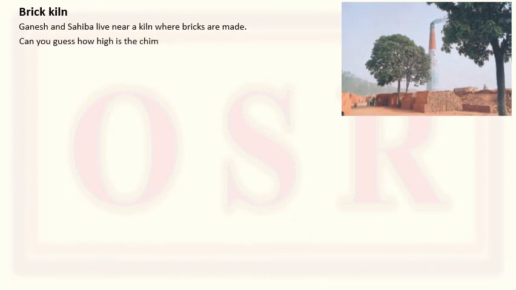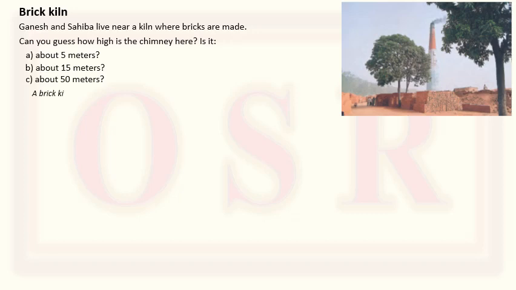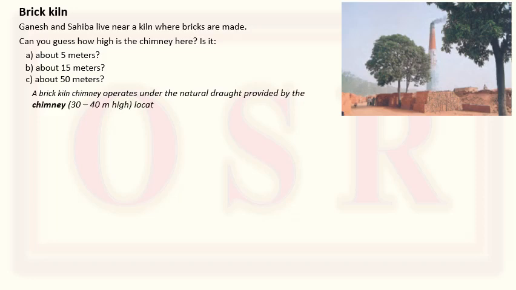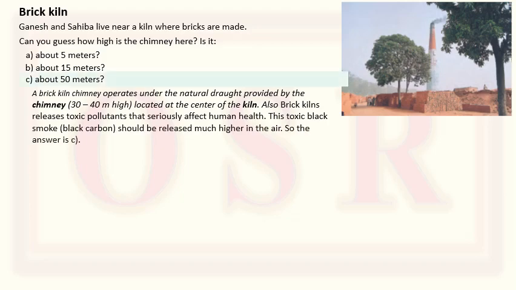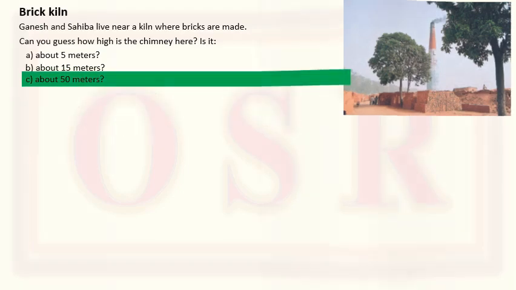Brick kiln. Ganesh and Sahiba live near a kiln where bricks are made. Can you guess how high is the chimney here? Is it about 5 meters, 15 or 50? A brick kiln chimney operates under the natural draft provided by the chimney, 30 to 40 meters high, located at the center of the kiln. Also, brick kilns release toxic pollutants that seriously affect human health. This toxic black smoke, black carbon, should be released much higher in the air. So the answer is C, that is 50 meters.